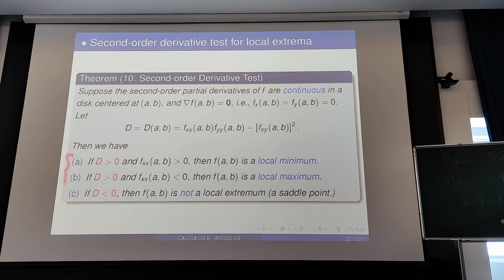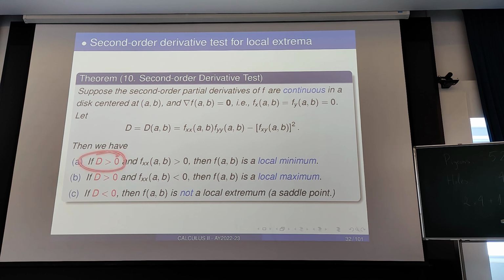So in the first and second statements, you can see that we don't have the case when the second derivative is 0, right? Because if the second order derivative is 0, then substituting this value into the formula of the discriminant, you can see that the discriminant should be non-positive, right?